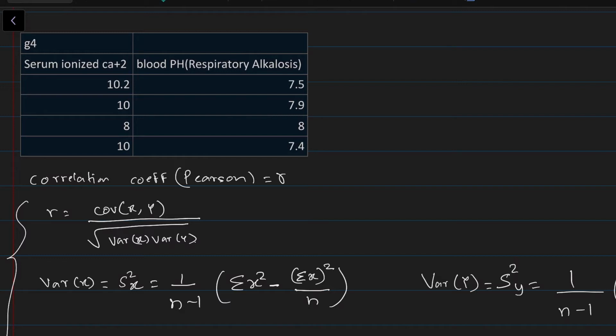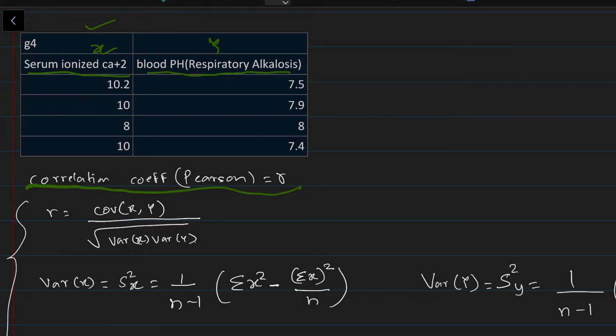So in this lecture, I'm going to go over how to calculate the correlation coefficient, that is Pearson, in this case also denoted as a small r, for this given data: serum ionized calcium, that's the X variable, and blood pH level, respiratory alkalosis, that's the Y variable.